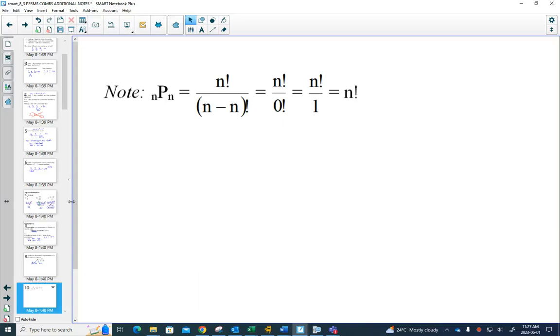Should make sense to you that if you had n spaces and you started with the number n and just kept going down, like 9P9, 9 spaces starting with the number 9, 9, 8, 7, 6, 5, 4, 3, 2, 1. That would be 9 factorial.